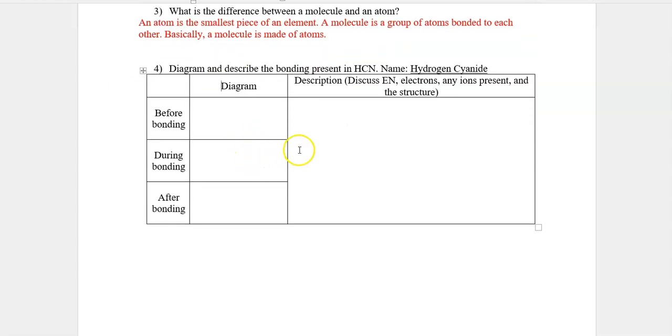Diagram describe the bonding present in HCN, hydrogen cyanide. This stuff is extremely poisonous, by the way, so there shouldn't even be any of this chemical around you ever. Go ahead and work on it on your own first, then pair up, and then you can unpause for the answer.